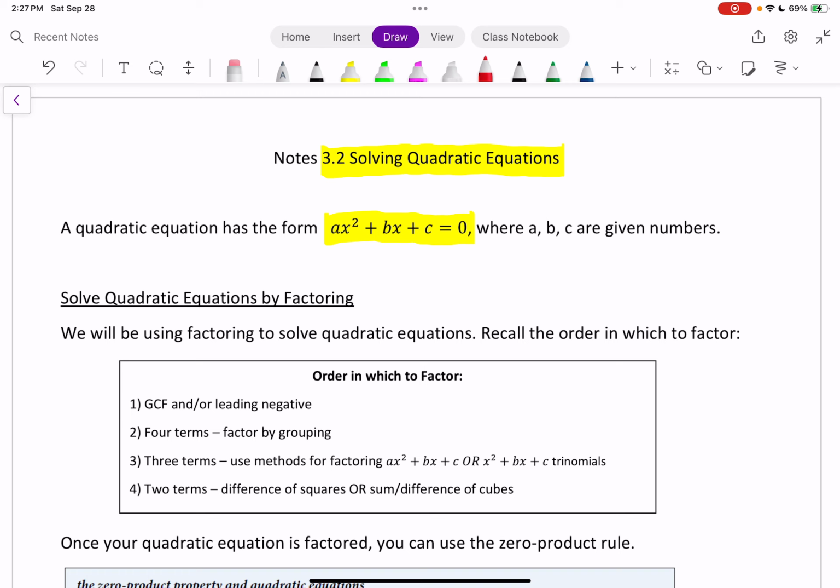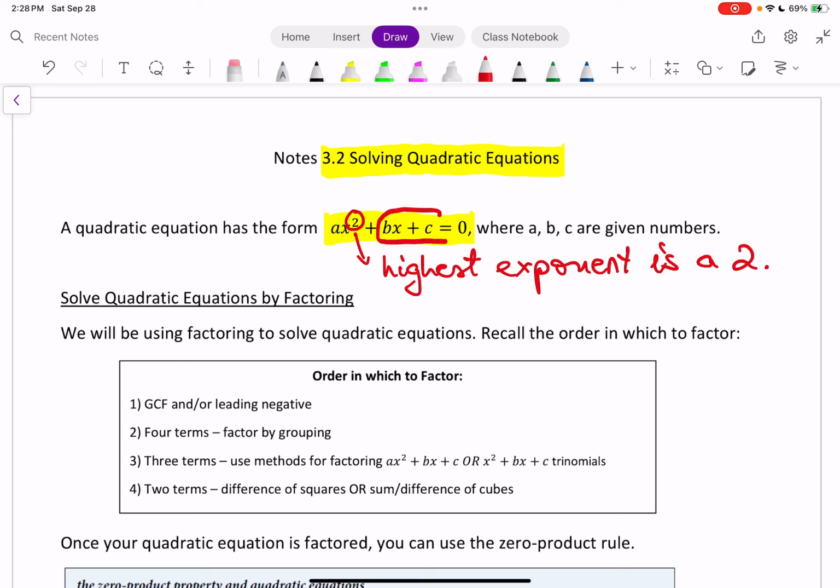What makes it quadratic is the fact that the highest exponent of the variable is a 2. So if you remember equations like ax plus c, where the highest exponent was 1, that was what we dealt with the whole last chapter. Those were called linear equations, and we had one way of solving them.